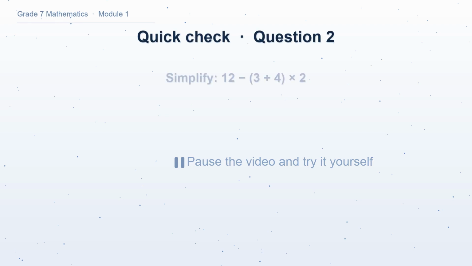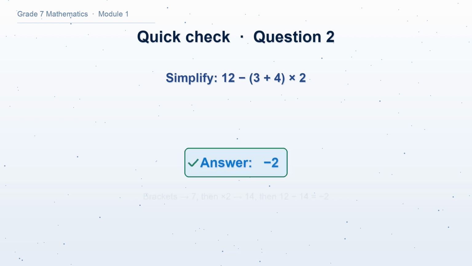Question 2, and remember BODMAS. Simplify 12 minus the quantity 3 plus 4, multiplied by 2. Brackets first. 3 plus 4 is 7. Then multiply. 7 times 2 is 14. Finally, 12 minus 14 is -2.